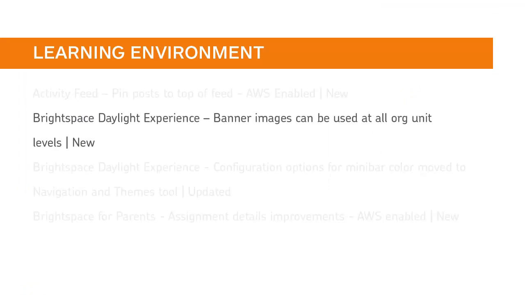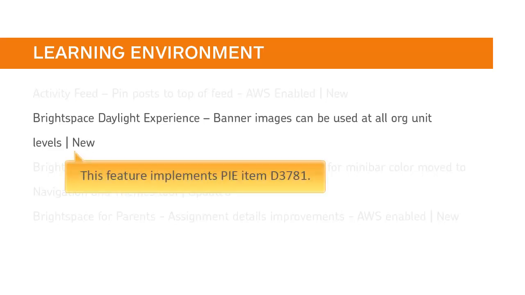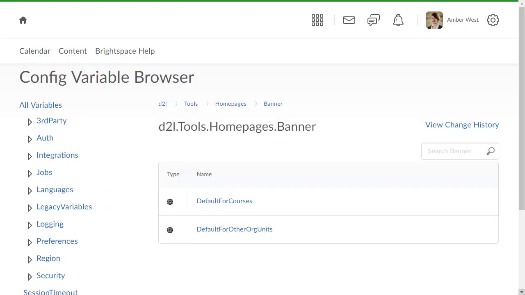You can now add a banner image to the organization or custom org unit, such as the department, or enable instructors to do so. This feature implements PI item D3781. To enable banner images on homepages by default, turn on the existing D2L Tools Homepages Banner Default for Courses and the new D2L Tools Homepages Banner Default for Other Org Units configuration variables. Then, map the permissions for users you want to be able to access this feature.